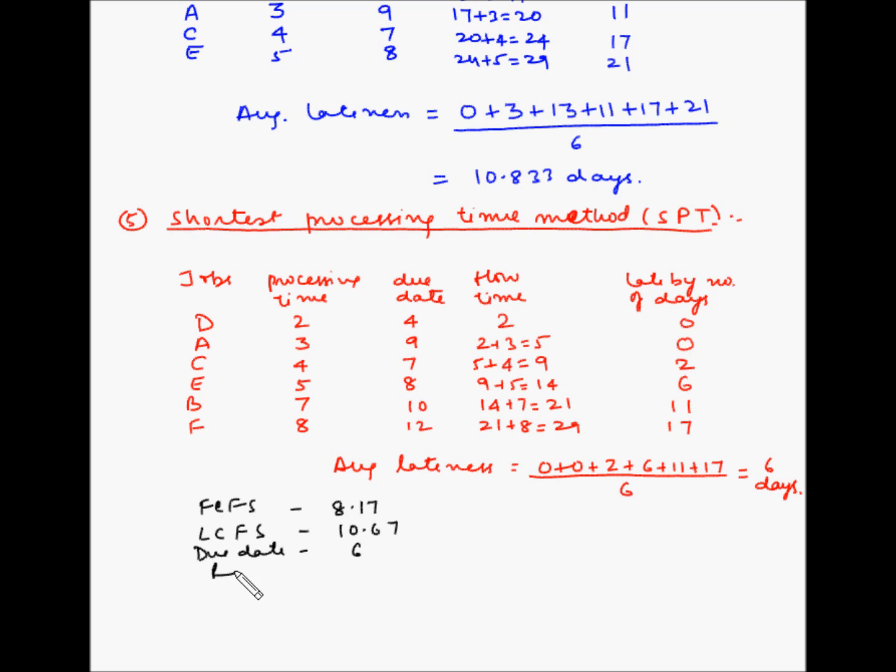The fourth, which is random, had an average lateness of 10.83 days. And the fifth, which is the shortest processing time method, had an average lateness of 6 days. So basically, the lesser the lateness, the better the sequencing is. So due date and the shortest processing time give us the best results in this case.